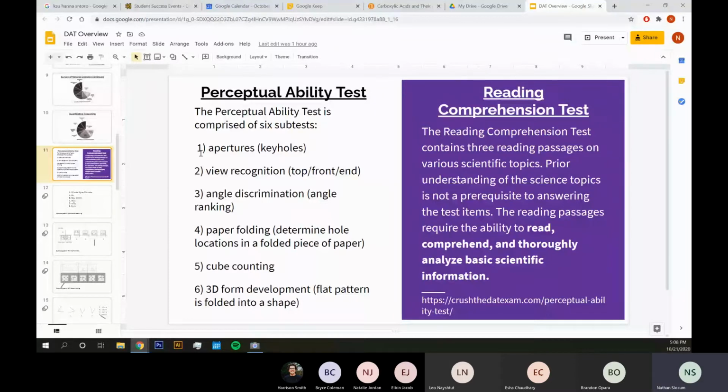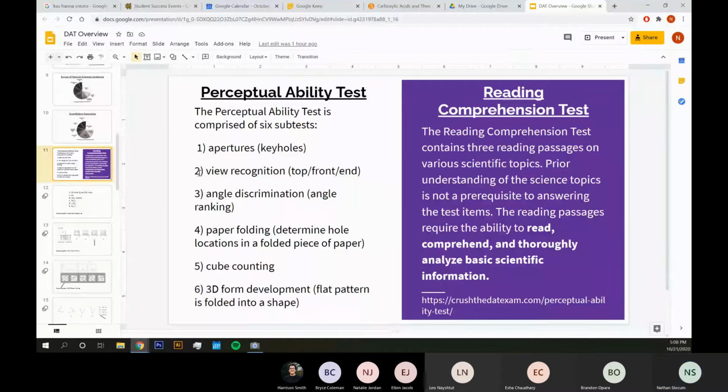So apertures, keyholes. Keyholes are where you'll look at a 3D object on the page, and then you'll look at a keyhole, and you'll have to determine in what orientation that object passed through that keyhole. It sounds simple, but some of these objects are really complex and tricky. Once you get the hang of it, it becomes easier, but they're not initially easy.